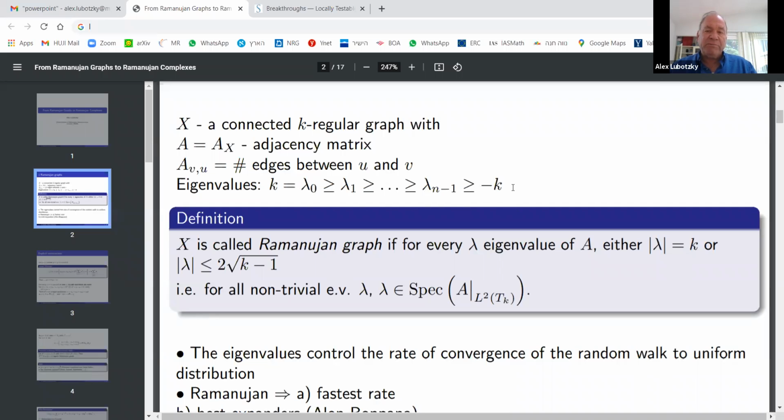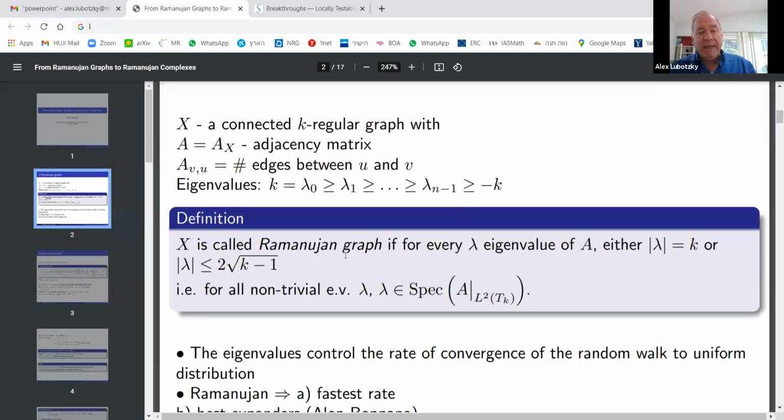A little exercise: minus k is an eigenvalue if and only if the graph is bipartite. Namely, you can divide the graph into two parts, and all the edges are going from one part to another. This shows you a little connection between the eigenvalues, what's called the spectrum of the graph, and its combinatorial property. For example, we can recognize whether the graph is bipartite from looking at the smallest eigenvalue.